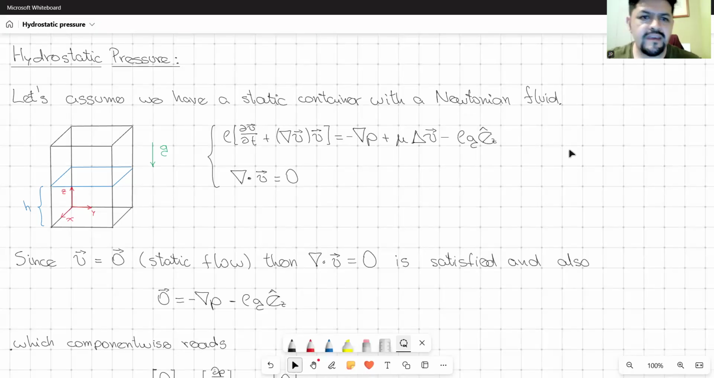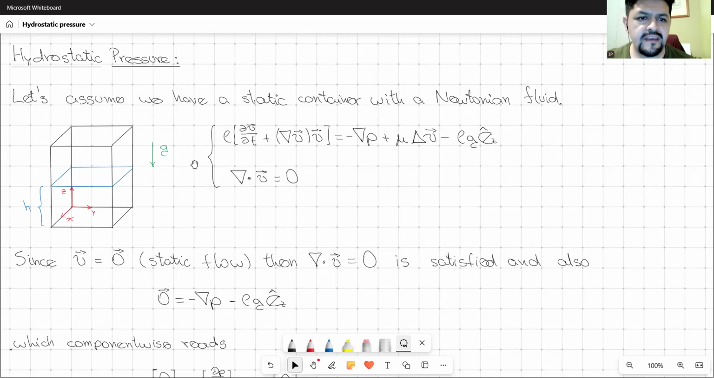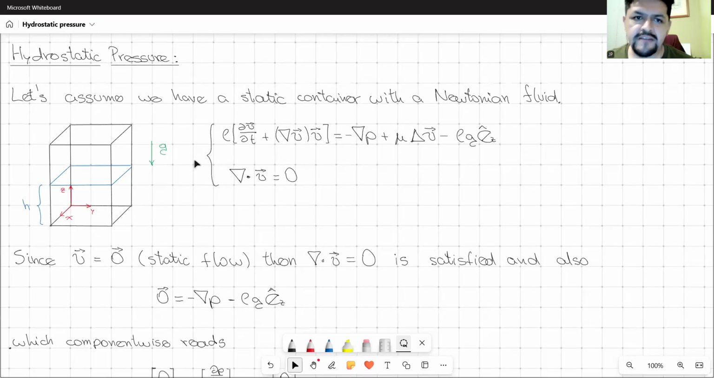Hello, everyone. This is Mechanics Inside, and this time we'll keep talking about fluid mechanics, in this particular case about hydrostatics. In particular, we will be interested in the hydrostatic pressure. As you can see here, we have a volume of some Newtonian fluid at rest inside this container, the only force in the system being the gravitational acceleration.